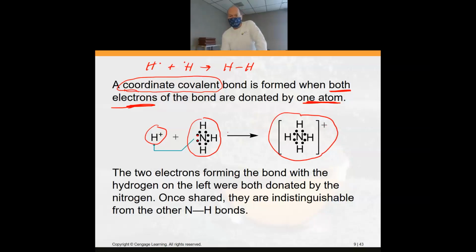All right, once you form that bond, it is exactly the same as all 3 of these other bonds. It is the same as an N-H bond. So you can't say, oh, this is the one that we made. These are all the same. Once that is formed, they are indistinguishable. All the N-H bonds are identical at that point. So when we talk about a coordinate covalent bond, it's about how it is formed. It is formed by taking 2 electrons from the same atom and forming a bond. Once it has been formed, it's the same as any other covalent bond.